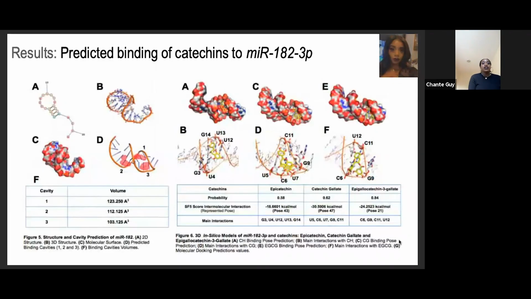This slide shows the structures of microRNA 182 and how these catechins may possibly interact with it. Figure D on the left shows the 3 cavities, 1, 2, and 3 in microRNA 182, where these chemicals are predicted to bind. Looking at figures B, D, and F on the right, it shows these chemicals, which are the yellow structures you're seeing here, interact with this microRNA. Based on the SF5 score, catechin gallate is predicted to bind the strongest to microRNA 182. It has a score of negative 30.5060 kilocalories per mole, which is the lowest of the 3 catechins. Next slide.